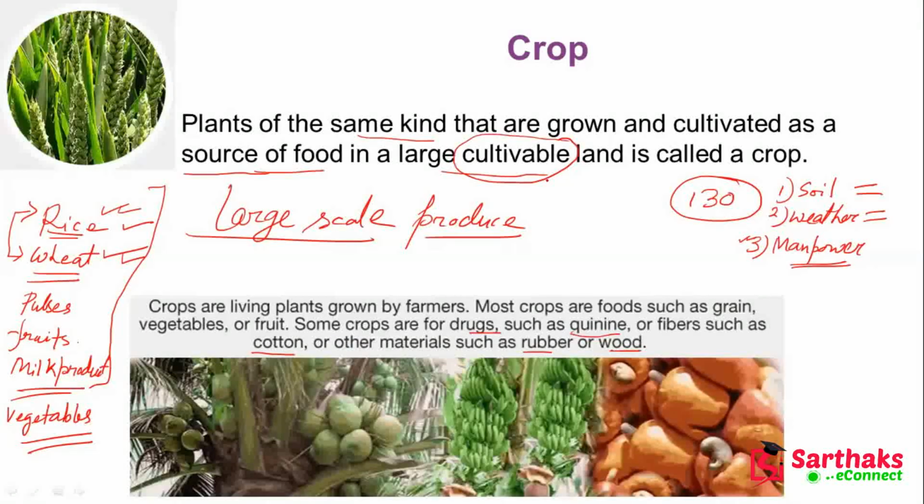And in this case, crop in this lecture, in this slide, what we have studied. Crop means we can cultivate a land. Only you have to cultivate paddy, only pulses, only fruits, only milk products, only vegetables, only drug like quinine, and cotton, rubber, wood. Wood forest is there. From forest we are getting wood, and for rubber also, some rubber gardens are there. So huge number of rubber trees are there, and from them we are taking the rubber. Okay, so that means these are the crop.